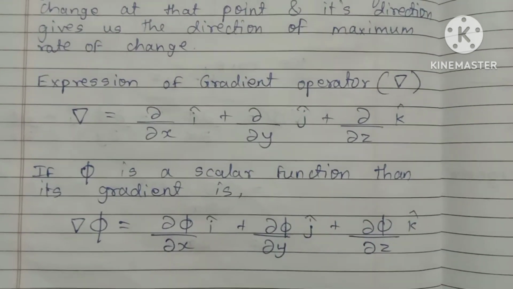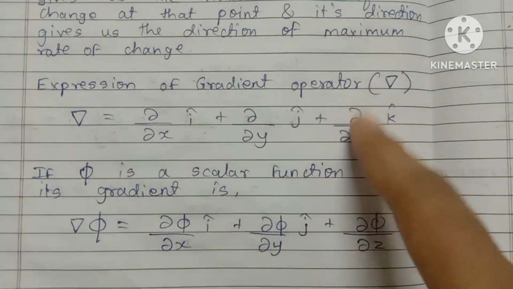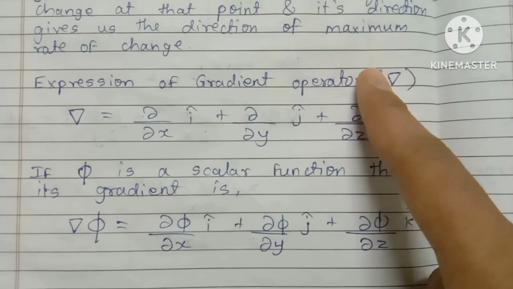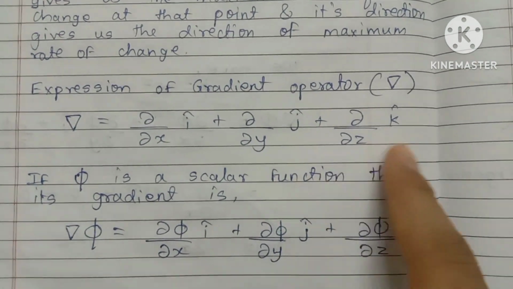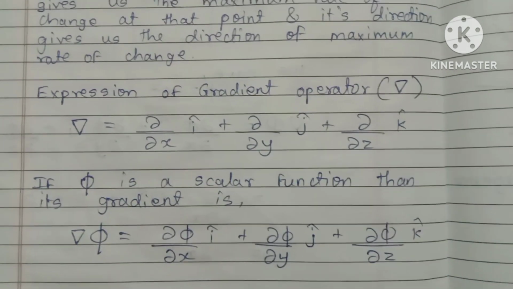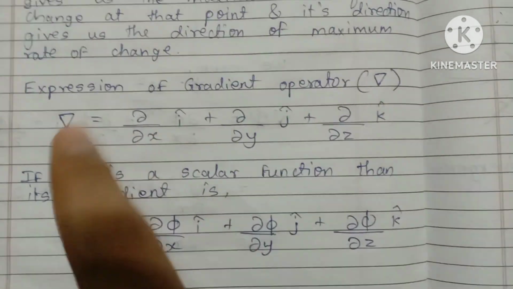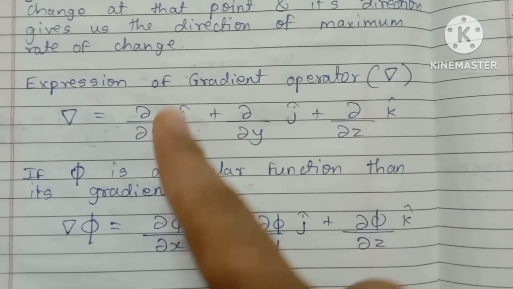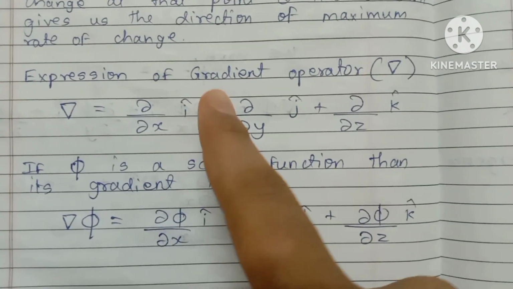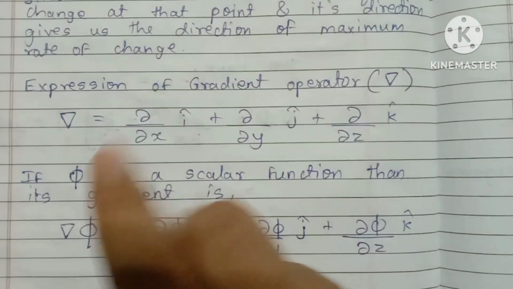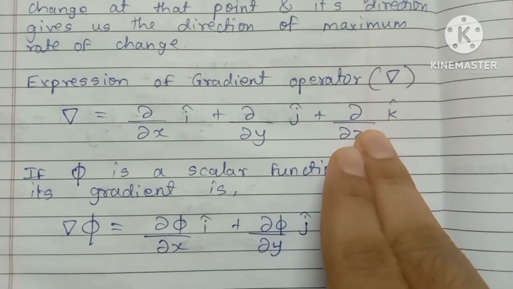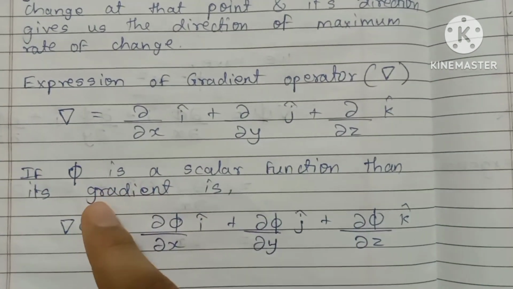Now the expression of the gradient operator. First of all, the gradient operator is denoted by this symbol, which is called del. So it is also called the del operator or the gradient operator. Its expression is like this: del by del x i cap plus del by del y j cap plus del by del z k cap. These are partial derivatives.